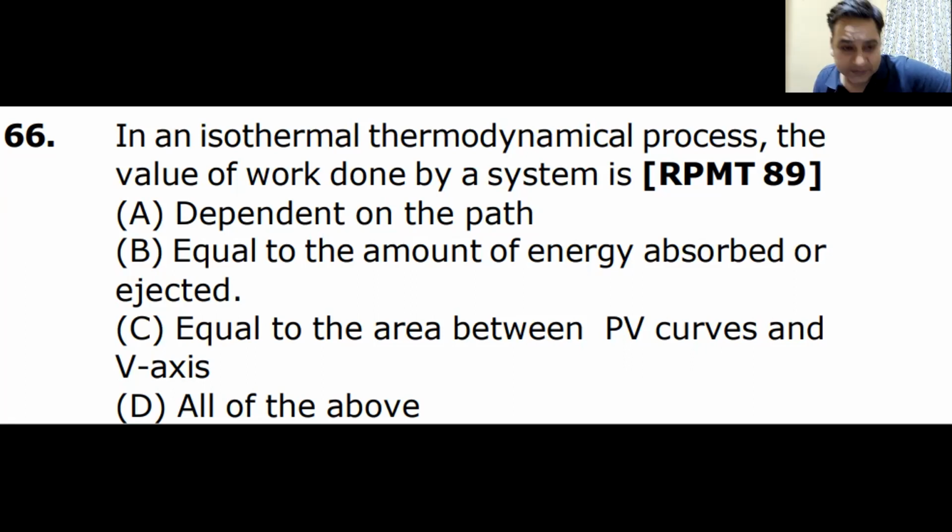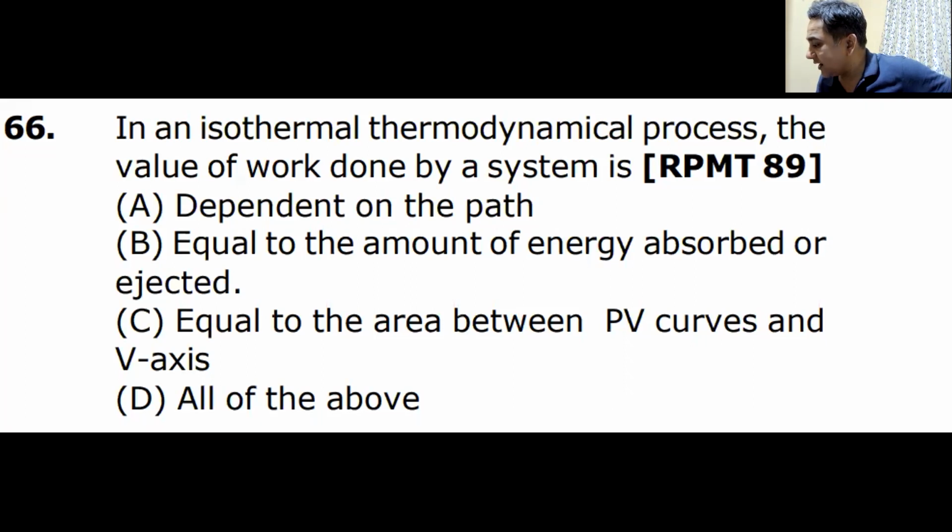In an isothermal thermodynamic process, the value of work done by a system is A, B, C, D. I'm waiting for your answers, bacha. Question number 66. This is from your sheet. Which is the correct option? I hope everyone understands this, and I hope that you can see the entire question. And the correct option is option number 4. All the things are correct. Do we understand this? Yes or no?